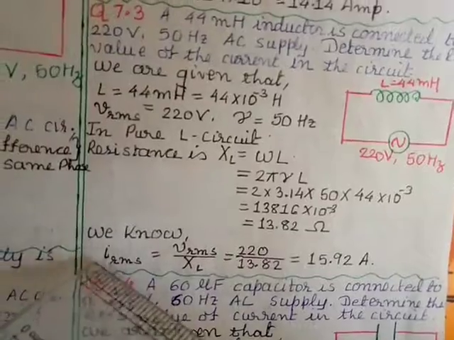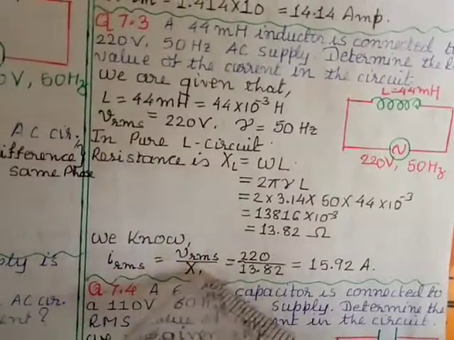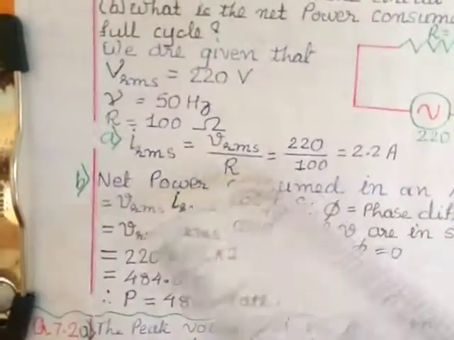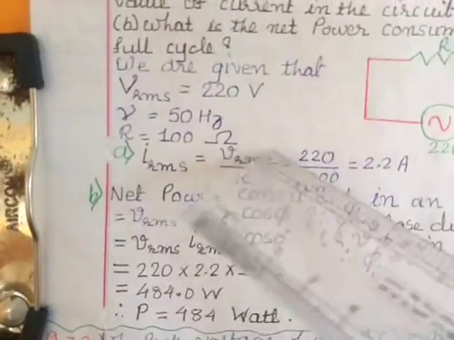Now we know that IRMS equal to VRMS by XL. Okay, for a pure resistive circuit, how did we find the current? We found IRMS equal to VRMS by R.